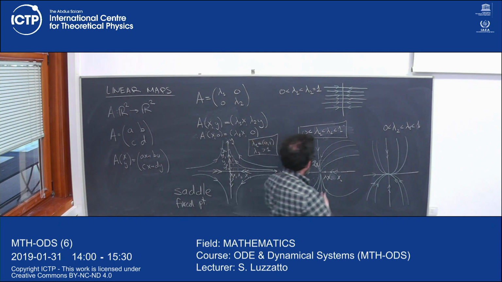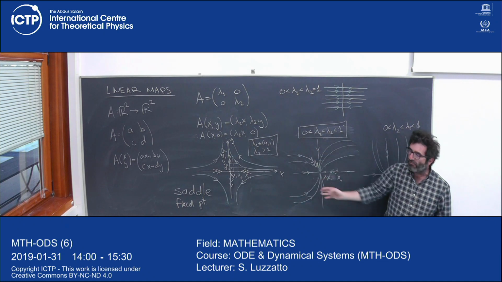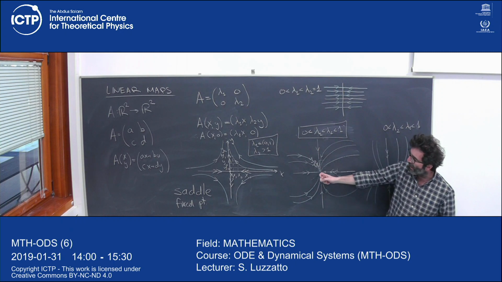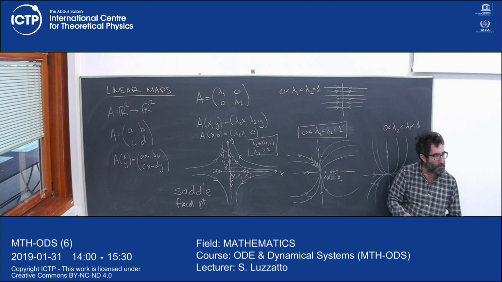What about these two? What about two different ones if we take two different linear maps? Both of them have attracting fixed points, but they have different values of lambda 1 and lambda 2.